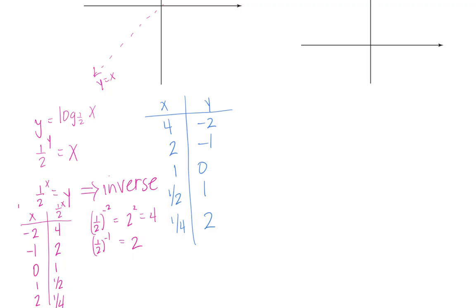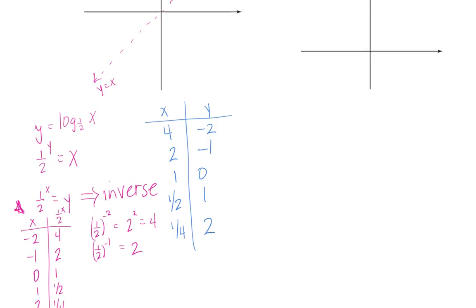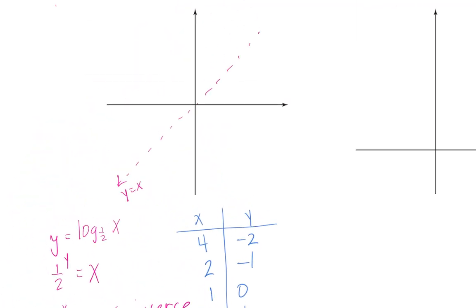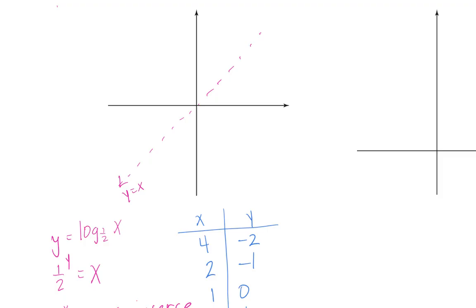So I'm going to graph the inverse in pink. So let me enlarge this a little bit. So we know we're going to go -2. So 1, 2, 3, 4, 5, 6. 1, 2, 3, 4, 5, 6. All right, so -2, 4. Then -1, 2. 0, 1. 1 and 1/2, and 2 and 1/4. So this is your inverse.